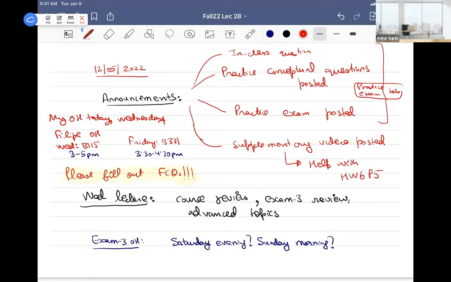Then we have also posted a practice exam. Similar to this exam, it'll be 2 hours, so you can test out what it looks like. Same style again, conceptual questions. But instead of one long problem, we'll have two medium long problems on two different concepts. So you'll have an idea from the practice exam.